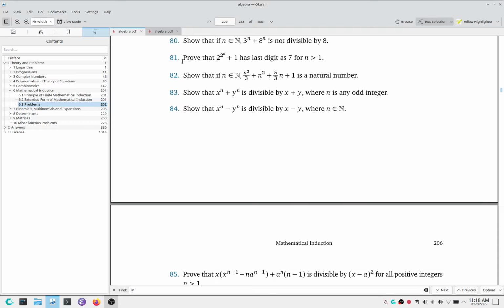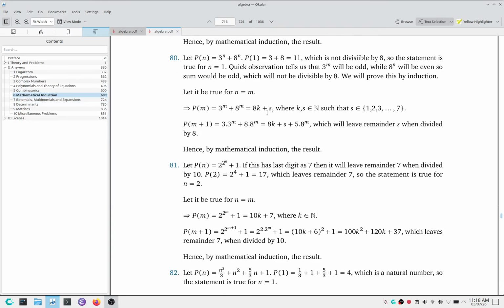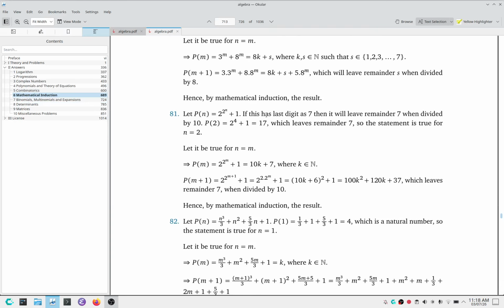Question 81 says: prove that 2 raised to the power 2 raised to the power n, plus 1, has last digit 7 for n greater than 1. Since the last digit is 7, it will leave remainder 7 when divided by 10, and n is greater than 1, so we put n equal to 2. We get 2 raised to the power 4, plus 1, that is 17, and thus it is true for n equal to 2. We let it be true for n equal to m.